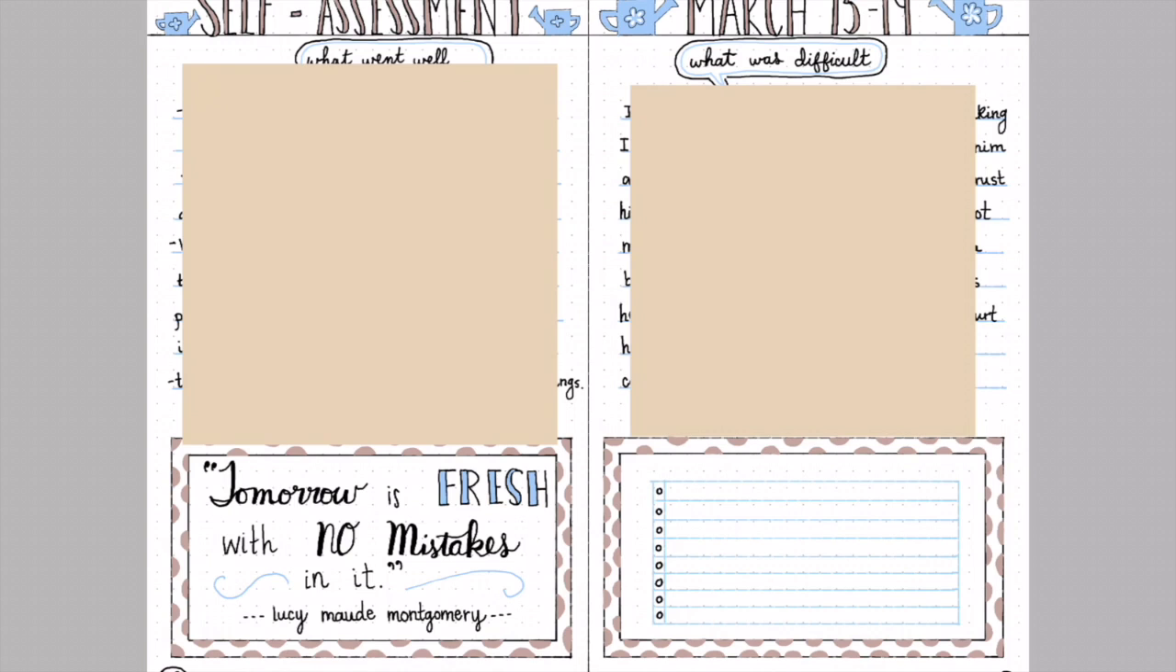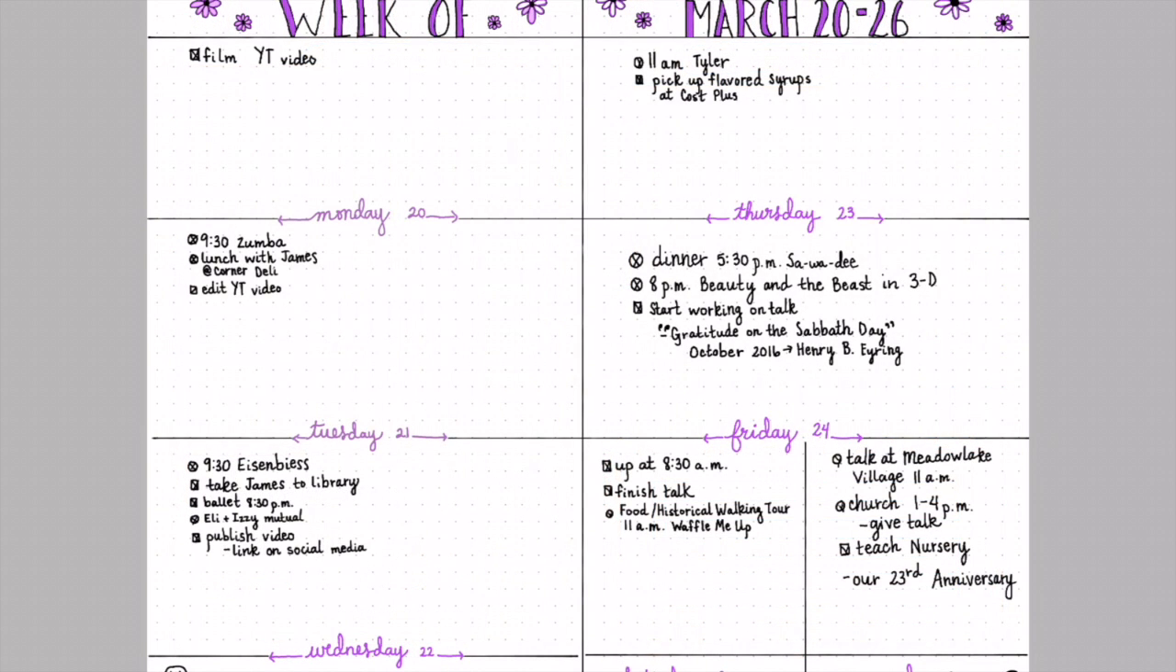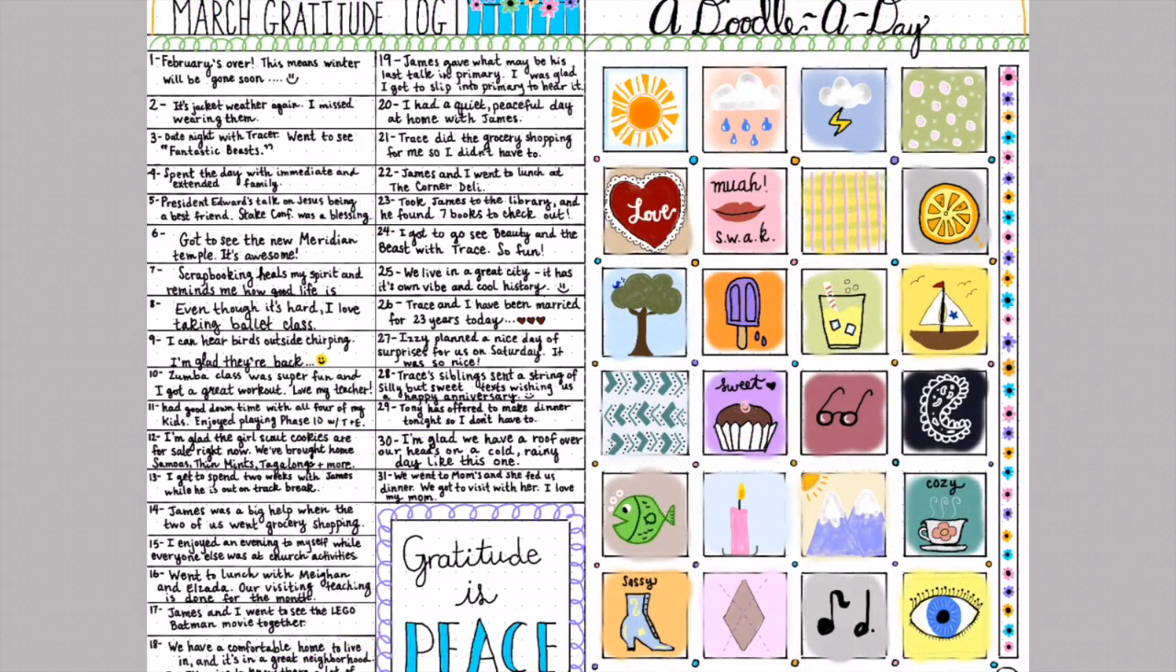Okay, and the next spread I'm going to show you here is just another example of one of the weekly logs that I did for March. That's not too much different, so I won't spend too much time here. The next spread I'm going to show you is my gratitude log, and on the right side is my Doodle a Day practice.